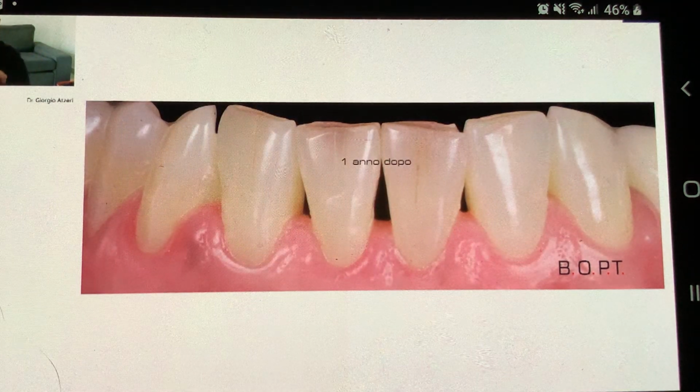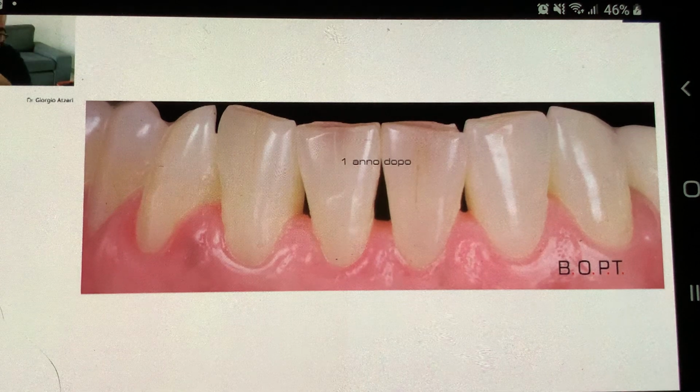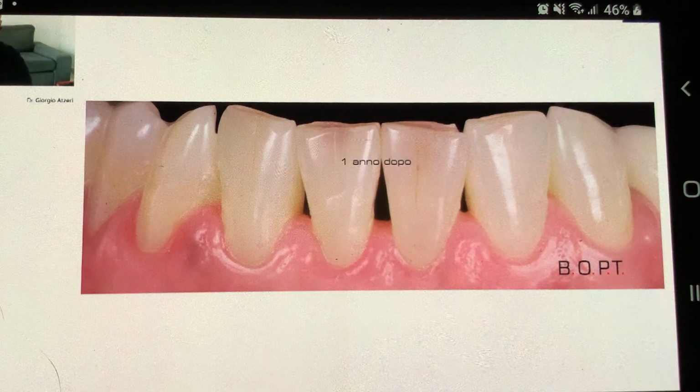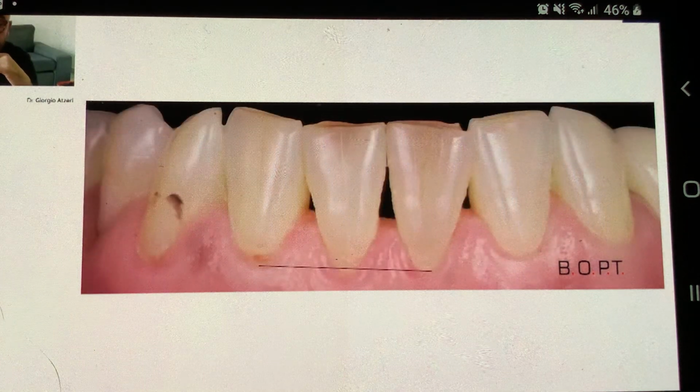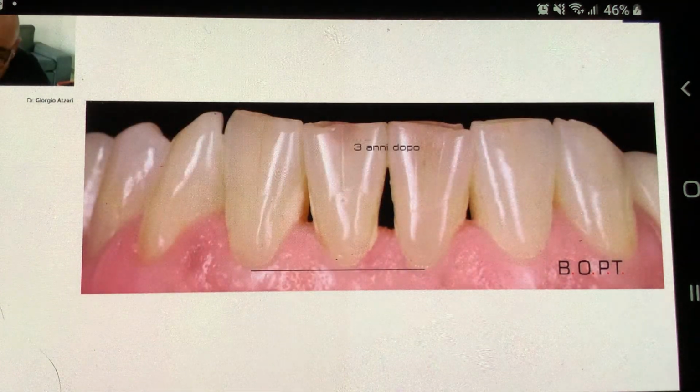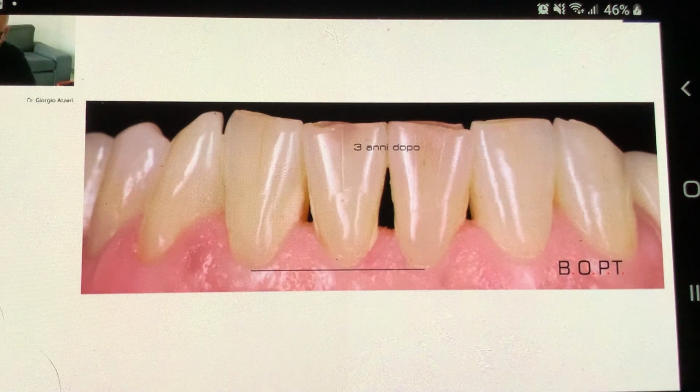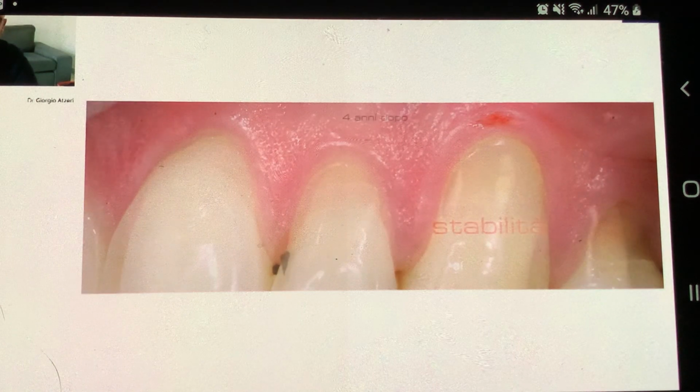So the change in the volume of the reconstructions and of the emerging profile can lead to an improvement of the gingival status. This is a patient who was not able to clean their teeth after 3 years. I don't know whether these gums have grown. Maybe there is a different orientation in the pictures, but what is sure is that we had stability of the gums, although the patient was not able to clean.